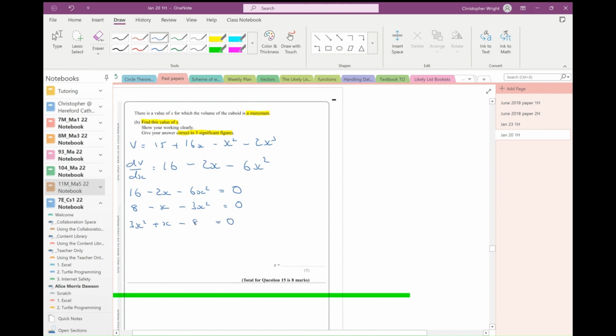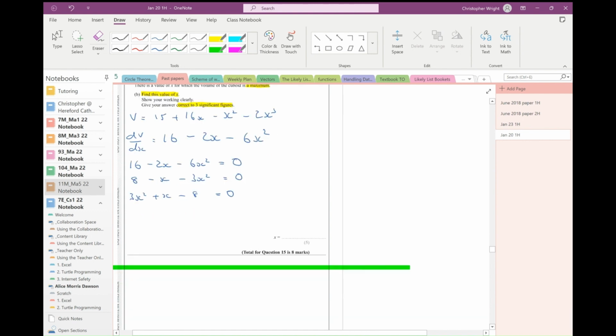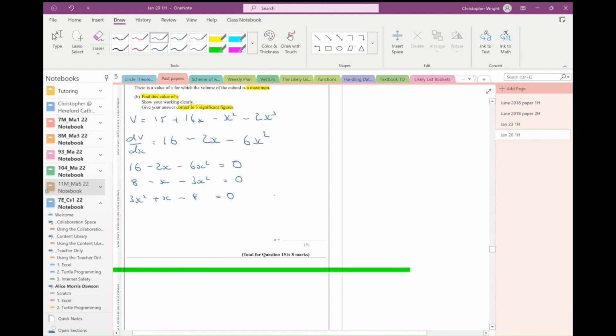Now, I'm thinking, can I factorize here? But it does say give your answer correct to 3 significant figures. So I'm thinking that actually this is going to be a formula question. So the formula is x equals minus b. Well, let's just write down a is 3, b is 1, c is minus 8. So x equals minus b plus or minus the square root of b squared minus 4 times a times c, all over 2a, which is 2 times 3, is 6.